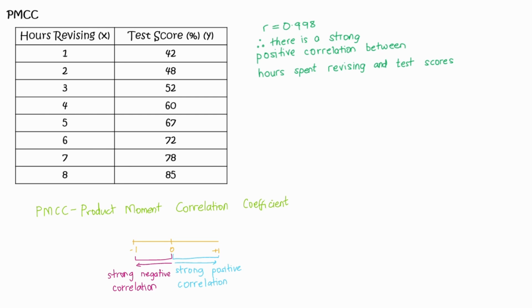A quick exam tip is that in an exam, don't stop after finding PMCC. Always interpret it in context by relating it back to the question. A 4-mark answer should be, there is a very strong positive correlation between hours spent revising and test scores.